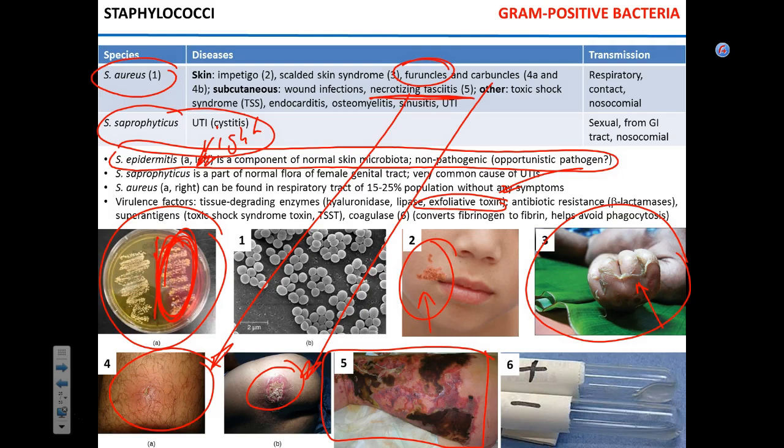Necrotizing means necrosis, fasciitis means fascia, connective tissue. The microorganism, Staph aureus, has enzymes that destroy connective tissue. And what is the function of connective tissue? To connect other tissues. When other tissues are not connected, they practically fall off. This is what we call flesh-eating bacteria.